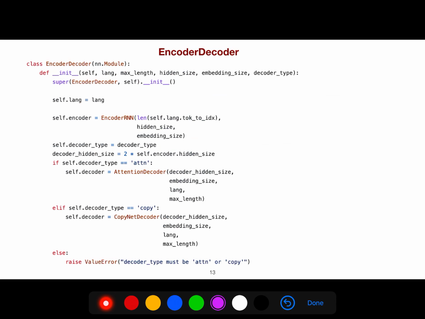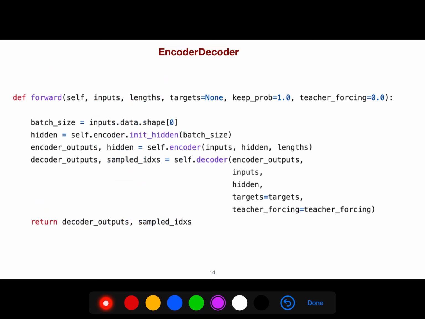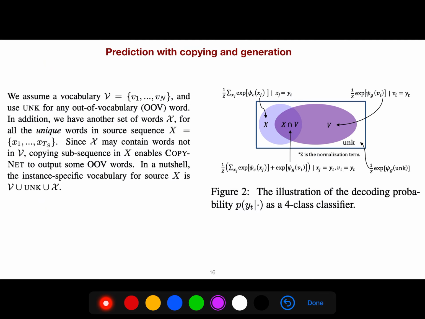So the encoder decoder. So we have the encoder. This is standard, and we use this attention decoder. This is standard, but we also have the copy mechanism, which is the CopyNet decoder. So we have two decoders, so we add them together. The forward method of this class is just we use the encoder and decoder.